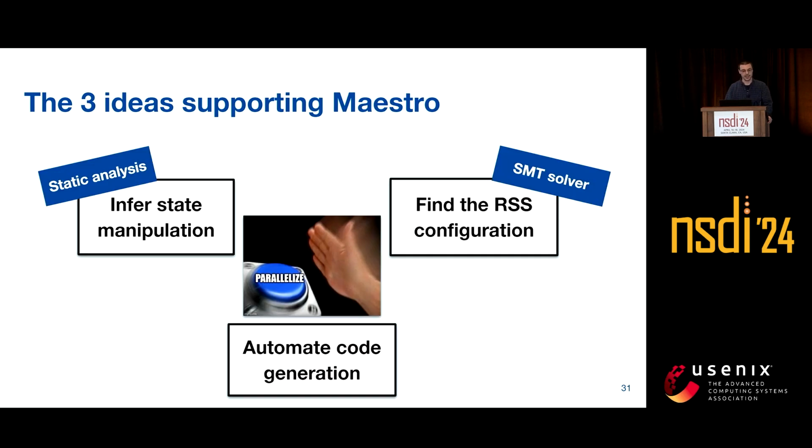There are 3 key ideas supporting Maestro. The first one is to use static analysis to infer how the NF keeps and maintains its state, and therefore infer a sharding solution that avoids synchronization. The second one is to formulate this sharding problem as an SMT formula and feed it into an SMT solver, which then gives us the NIC configuration that enforces the sharding solution. In the end, we can grab the products from the previous 2 insights to completely automate code generation.